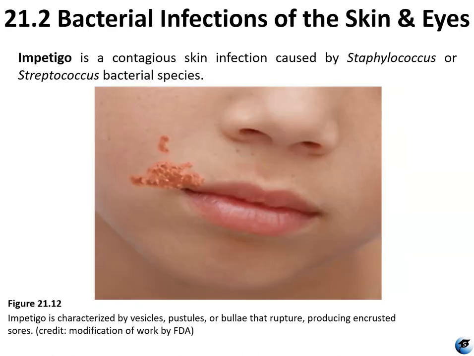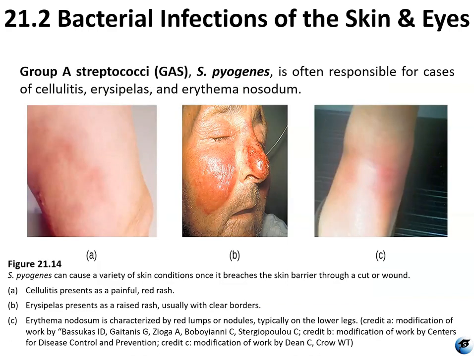Impetigo is a contagious skin infection that's also caused by Staphylococcus. Some impetigos, though, are caused by Streptococcus, and this figure here, 21.12, is showing the vesicles, pustules, and bullae that are rupturing, and they produce this crusty looking sore, and they are quite itchy and inflamed and sometimes painful.